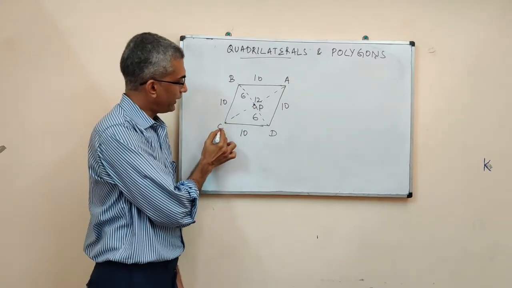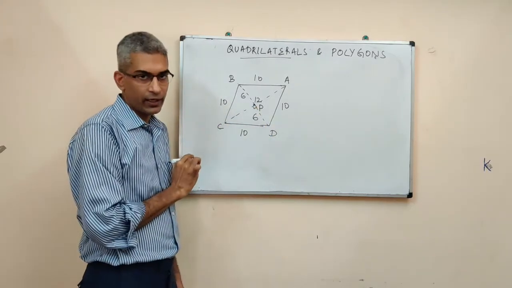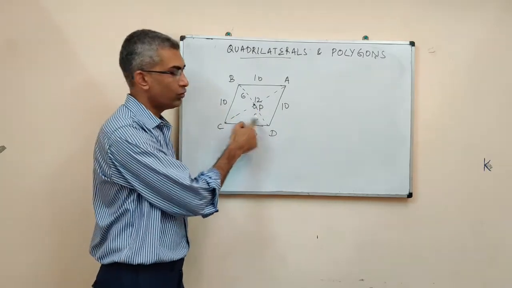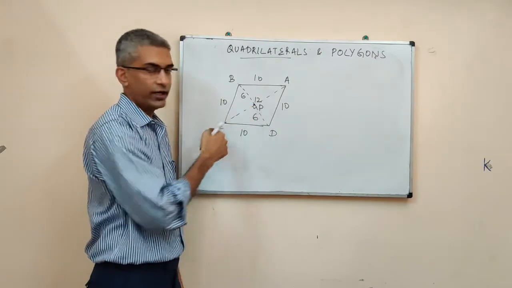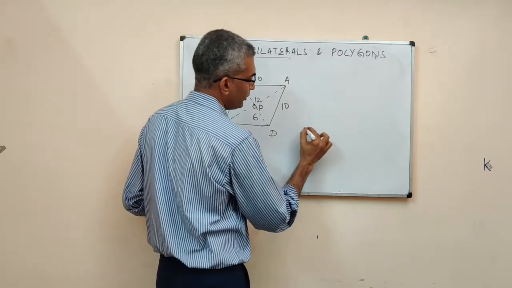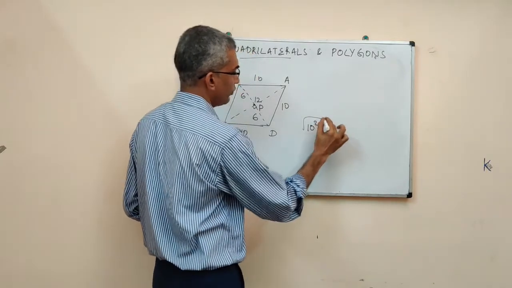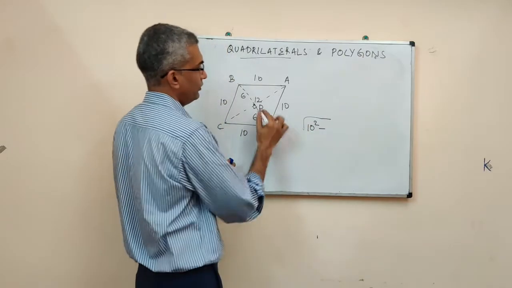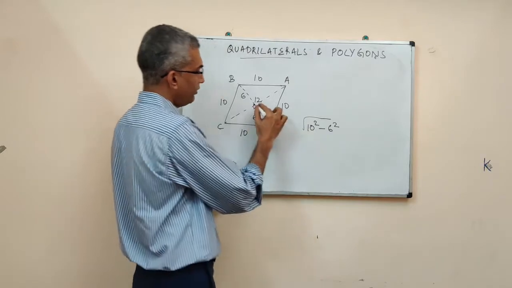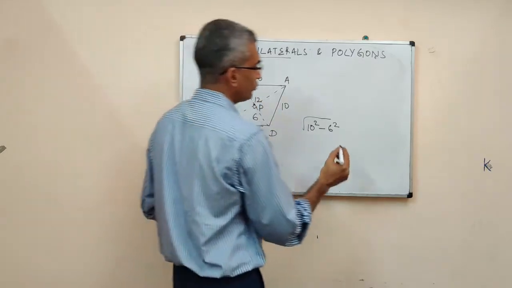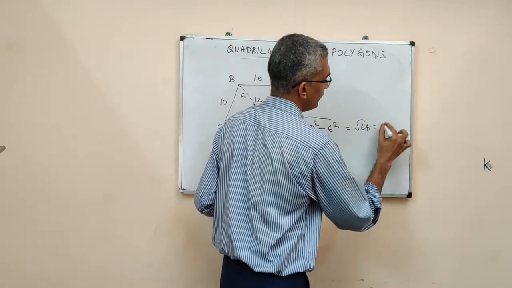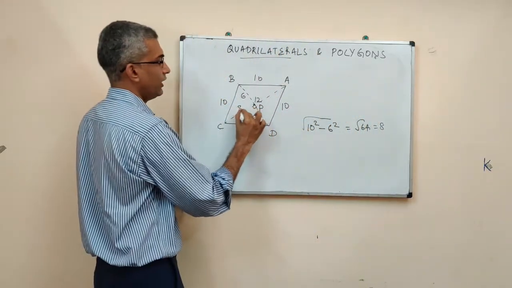Observe this. The triangle CPD will be a right angle triangle at P. We know the hypotenuse. We know this side. So we can find this side. What will be the value of that? Applying Pythagoras theorem, it will be 10 square, hypotenuse square, minus 6 square, that is the base square. Square root of that will give you the altitude. So this will be 100 minus 36, square root of 64, which is 8. So this side is 8.